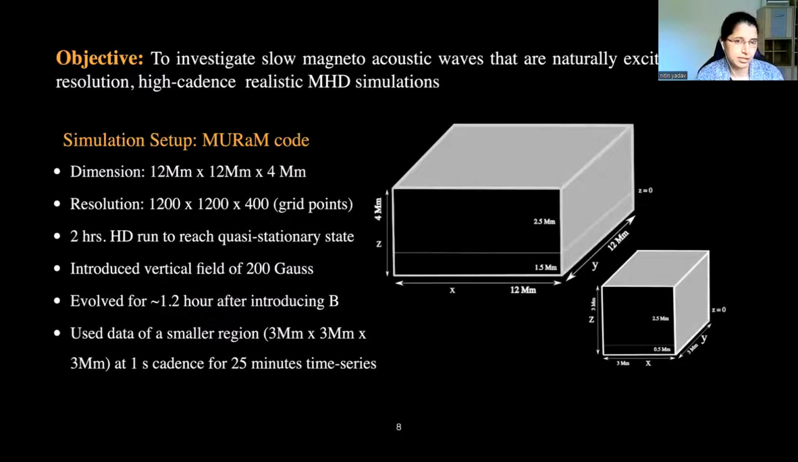I started my investigation with slow magnetoacoustic waves, which are naturally excited in my simulations without using any external wave driver. The sketch here displays the simulation domain. The simulation box covers 12 megameter by 12 megameter in the horizontal space and 4 megameter in height, such that the top of the box is 2.5 megameter above the surface and 1.5 megameter below the surface. The grid spacing is 10 kilometers in all three directions.